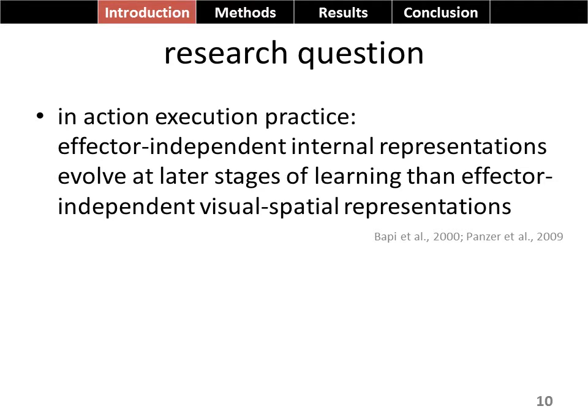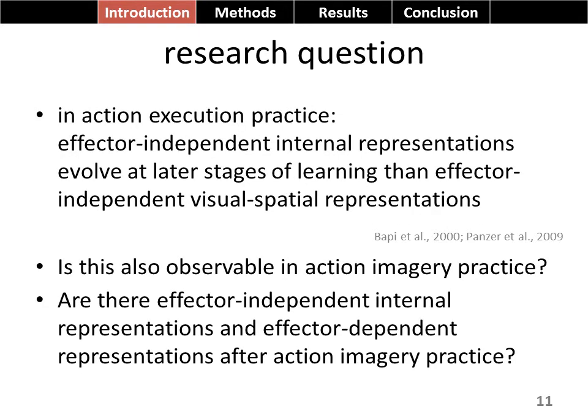In action execution practice, it has been observed that effector-independent internal representations evolve at later stages of learning than effector-independent visual spatial representations. We were now interested in whether this is also observable in action imagery practice. Alternatively, it could be that internal representations evolve even later in action imagery practice than in action execution practice, or that internal representations do not evolve at all in action imagery practice. Similarly, effector-dependent representations may not evolve in action imagery practice.